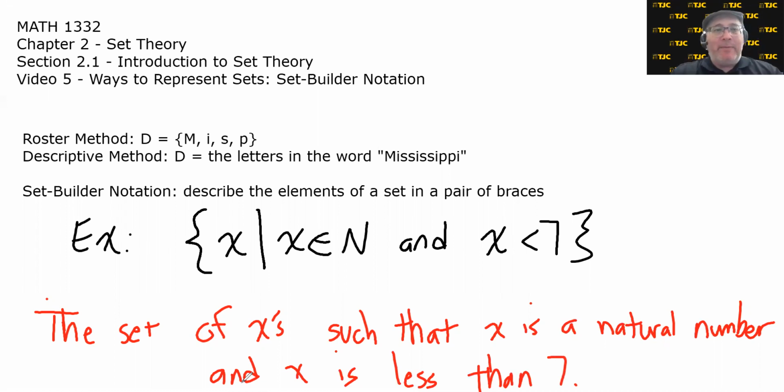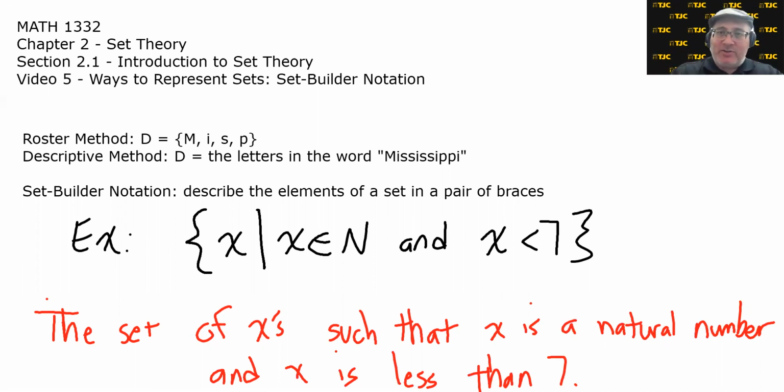So again, set builder notation is almost a combination of the roster method and the descriptive method. Roster method in the sense that you're going to write something in a pair of braces. Descriptive method in the sense that you're going to describe the elements once you've named them generically. In this case, the set of x's, such that x is a natural number and x is less than 7.